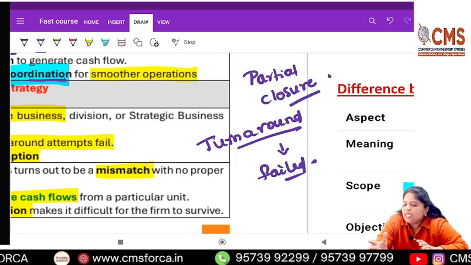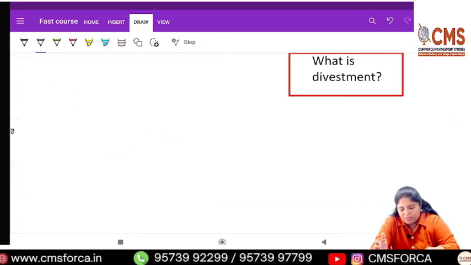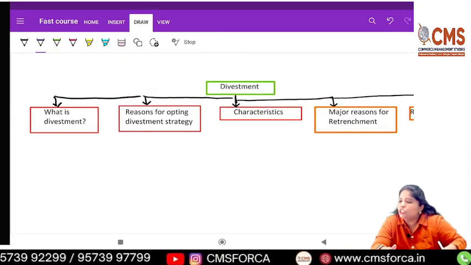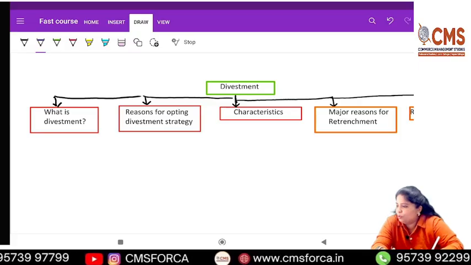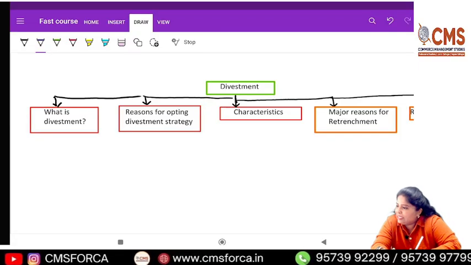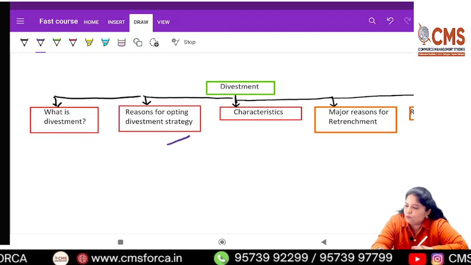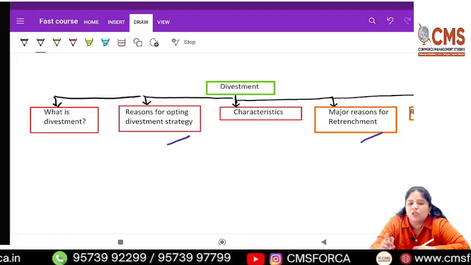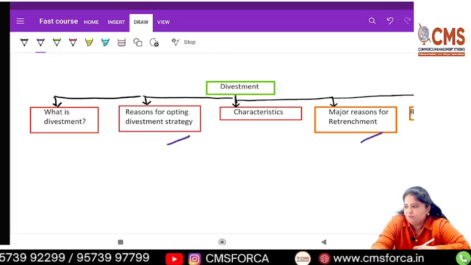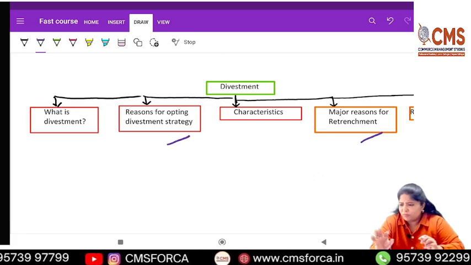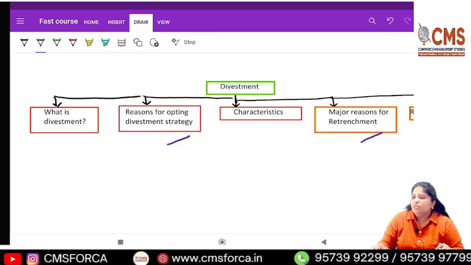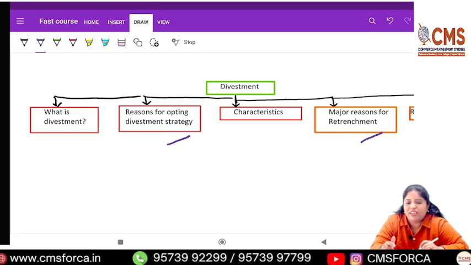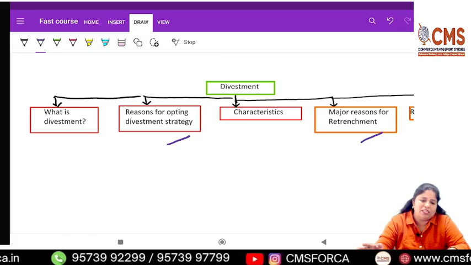Now, I tell you one thing. Whether you are talking about divestment or retrenchment, as you see in your material, you will find content for both. So whether the question in your exam is on reasons for opting for a divestment strategy or on reasons for opting for retrenchment, you will focus on a similar line of points. Please remember. Got my point? We can't predict, right? Both may go with a similar line of points.